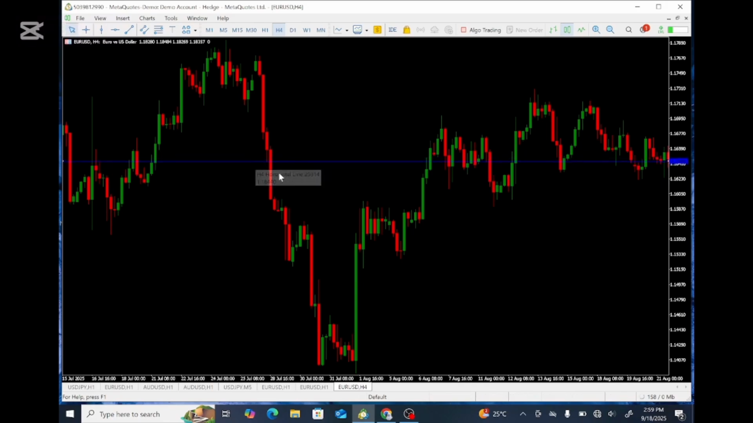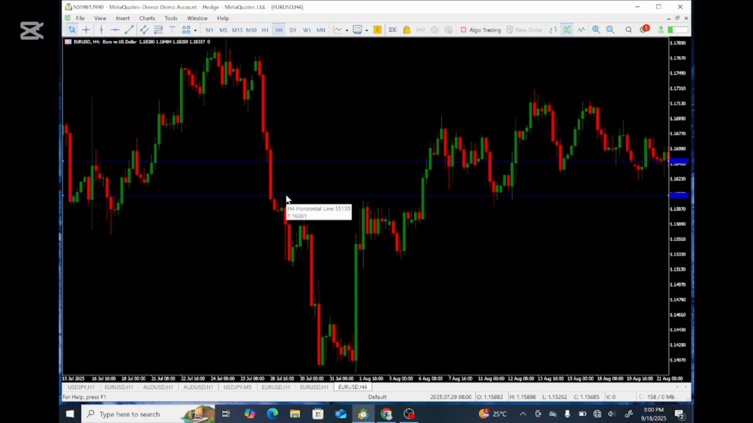Yes, we move that one to that point, and then we take another horizontal line and you press it there and make sure it is at the right place there.